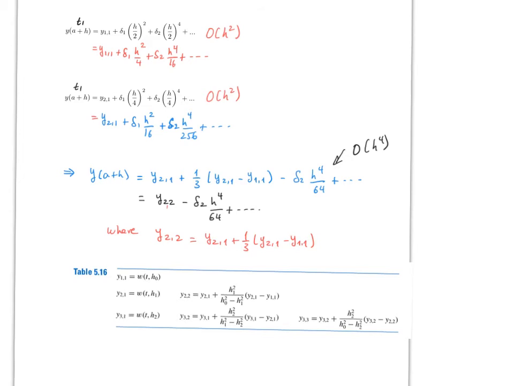So if you keep going, you will get the following table. You can see that this was the first approximation we did. Then we did this one, Y21, which combines these two. Then you can do the same thing with Y31, and so forth. It's exactly the same thing we did before. All right, so let's do an example where we apply this.